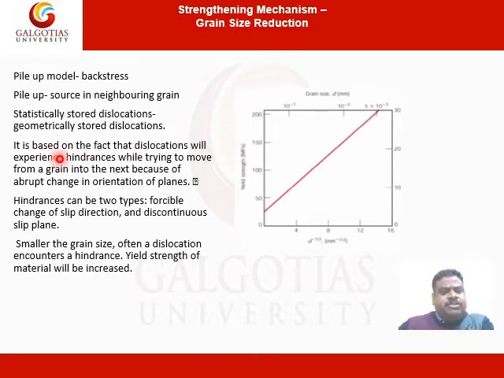So it is based on the fact that dislocations will experience hindrances while trying to move from one grain into the next because of the abrupt change in orientation of planes. That's what we have seen. So the hindrances can be of two types. One is forcible change of slip direction, because the slip direction changes, and the other is discontinuous slip planes. Both the direction factor and the plane factor have a role to play in the hindrance. So conclusively, the smaller the grain size, the more the dislocation hindrance. So the smaller the grain size, we can see the yield strength of the material will be increased.